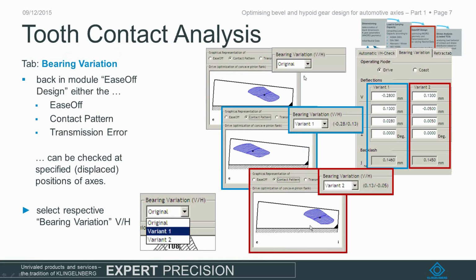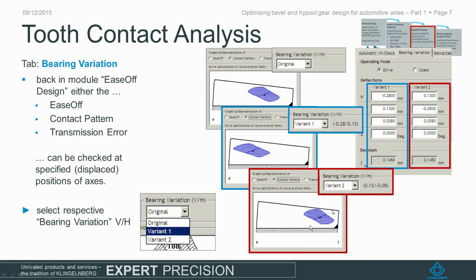The challenge in the design phase of the ease-off is that we have to live with deflection values. What you can see here, we have two variants. Variant 1 is the deflection for the drive side, and variant 2 is the deflection value for the coast drive. For these two values, we see what happens to the contact pattern. We see here that the contact pattern moves from the center position due to the deflection of variant 1 to the heel, and we see that the deflection for variant 2 moves it to the toe.